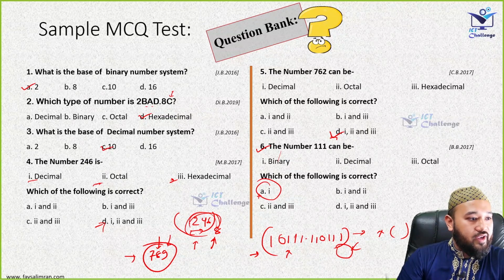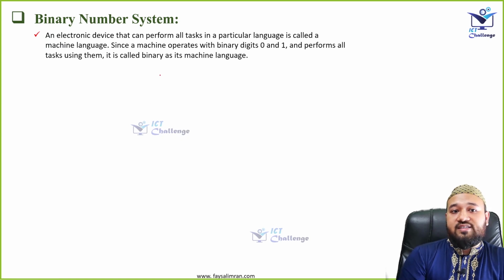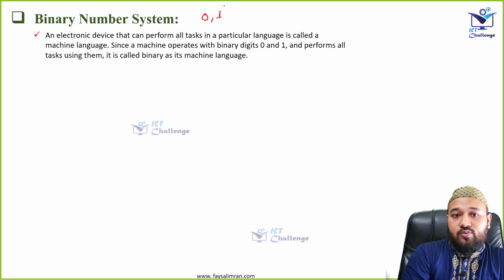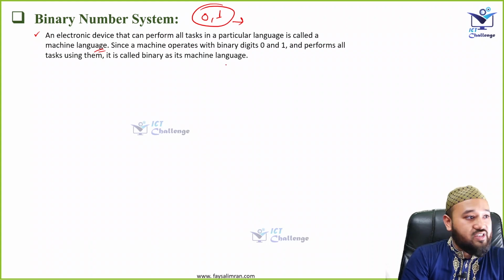Yes, sir. Okay. What is the binary number system? An electronic device that can perform all tasks in a particular language is called machine language. That means a device only works with 0 and 1 for its internal procedures, execution and commands. So binary is a machine language. Since a machine operates on the binary digits 0 and 1 and performs all tasks using them, binary is called its machine language.